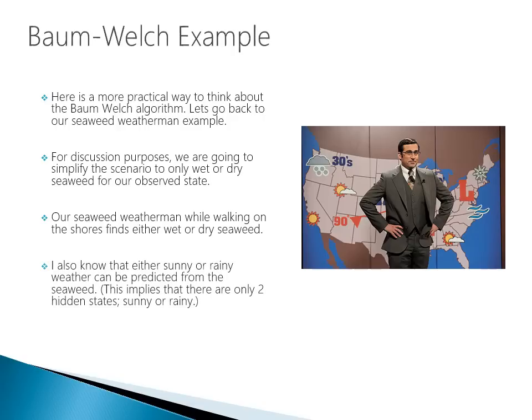I also know that either sunny or rainy weather can be predicted from the seaweed. And this implies that there are only two hidden states, sunny or rainy. So I'm also removing the cloudy from our example. Okay. And we're just keeping it simple just so we can reinforce what the technique is actually doing.